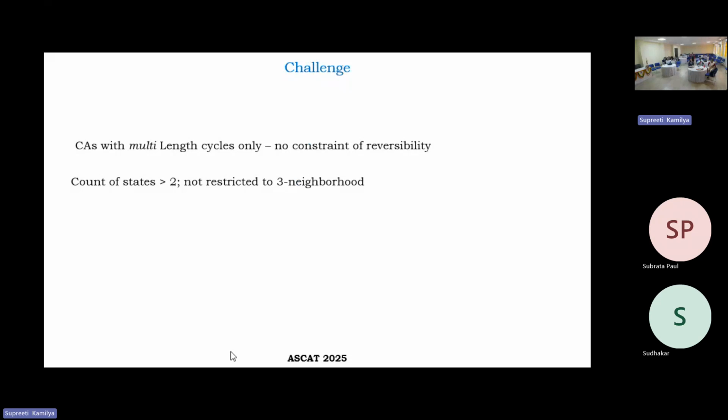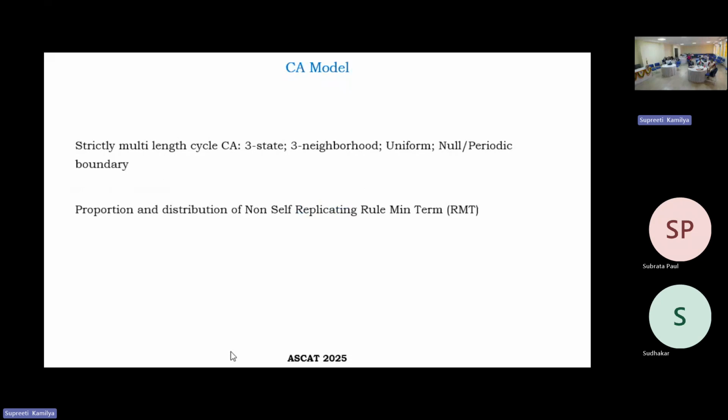So here we started with the extension of state. We are just increasing the state count to 3, and mainly we will be focusing on uniform CA. Here we characterize strictly multi-length cycle CA for null and periodic boundaries, but finally we will be using the null boundary, three-state strictly multi-length cycle CA for the classification problem. To do that, we identify one major point: what is the proportion of non-self-replicating RMTs and what should be the distribution? Only the proportion? No, the distribution is also important. I will be showing you.